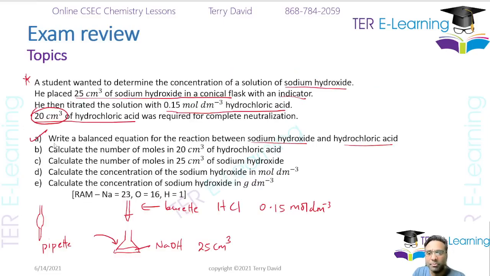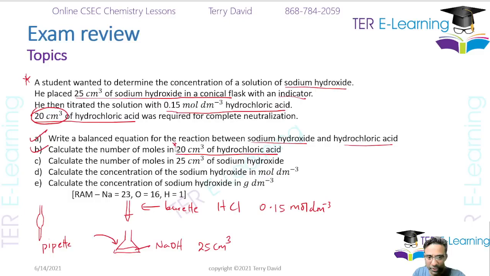The next part now, part B. Calculate the number of moles in the 20 cm cube of hydrochloric acid. Now remember, you did the titration and you used the burette to figure out how much hydrochloric acid we needed, right?